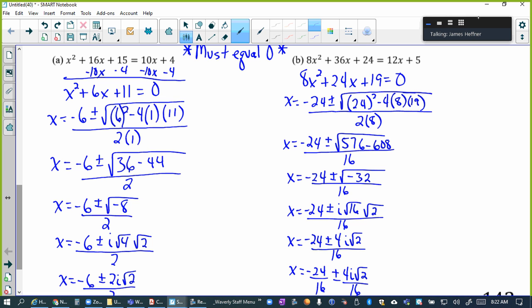All right then, negative 24 over 16, what's that reduce to? Negative 3 over 2. Yeah, divide them both by 8, right? Negative 3 over 2 plus or minus. All right, the only thing we can reduce is that 4 over 16, right? What does 4 over 16 reduce to? 1/4. So that's 1/4 i times the square root of 2.